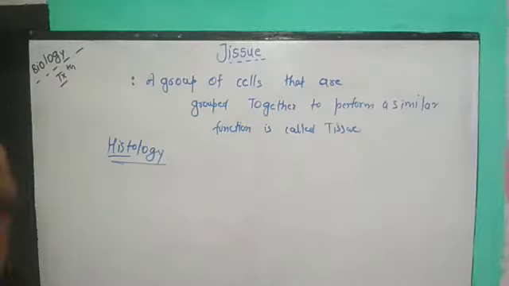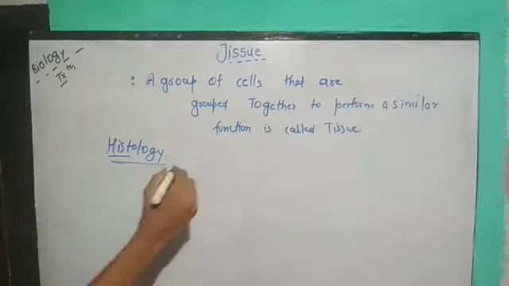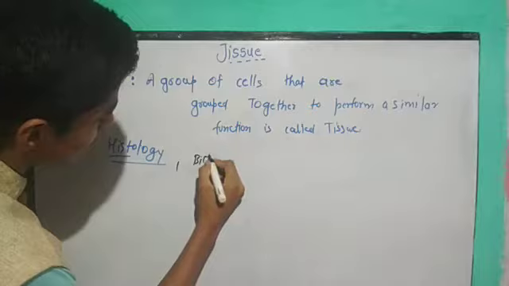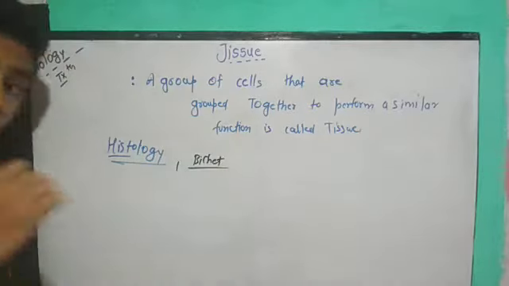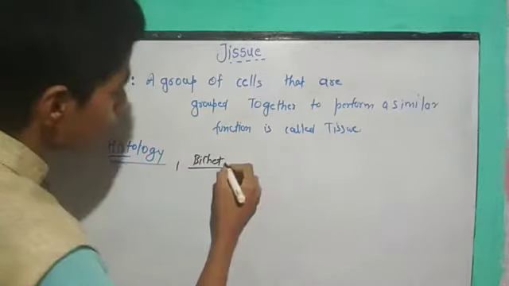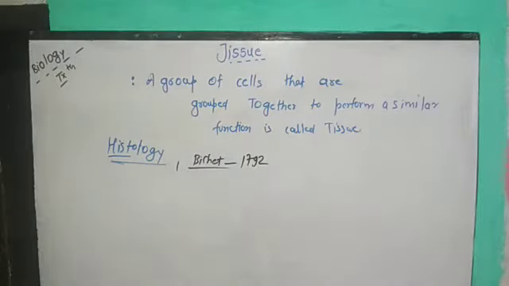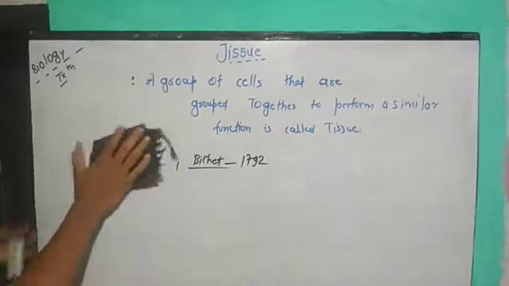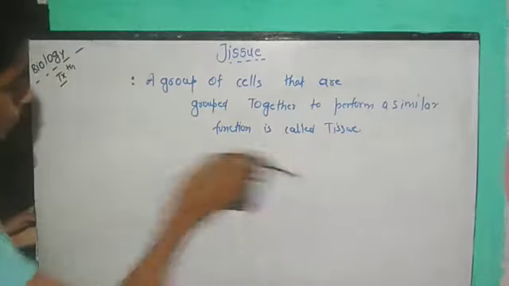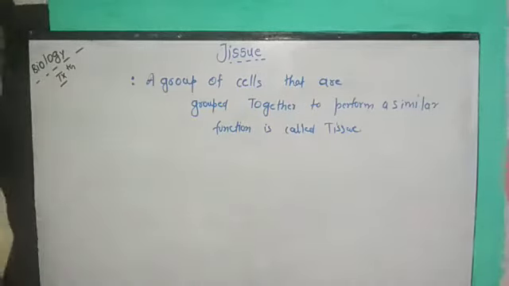Now let's see another piece of information regarding tissue. The name tissue was given by Bichat, one of the most famous biologists, who gave this term in 1792. Later, some more scientists gave certain more theories regarding tissues, which are not important for the class 9th level. Now we are going to see the chain that is formed by every tissue.